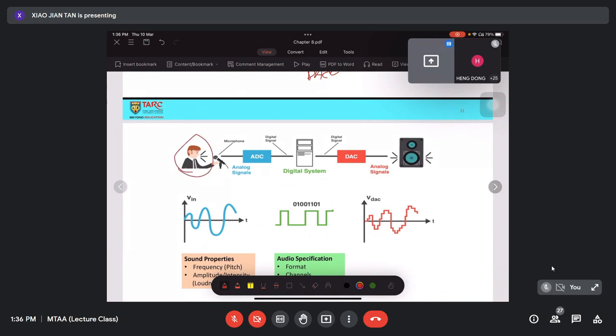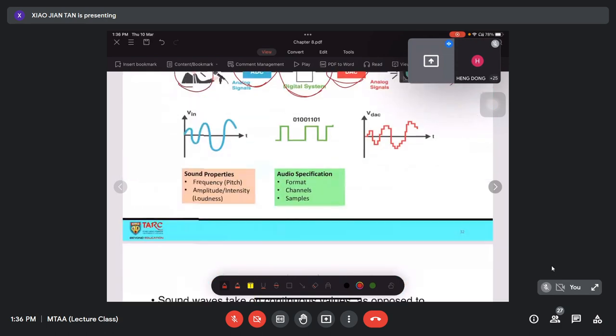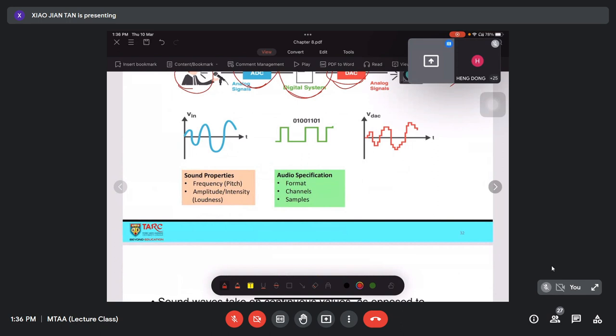So first of all, you have an analog sound wave, and then you convert it with ADC, analog to digital converter. You process it. After you process it, you convert back with DAC, digital to analog converter, and then play the audio. So sound properties would be the frequency or the pitch, loudness or the amplitude, or the intensity.